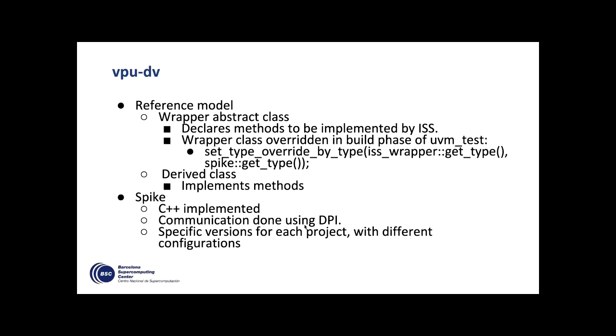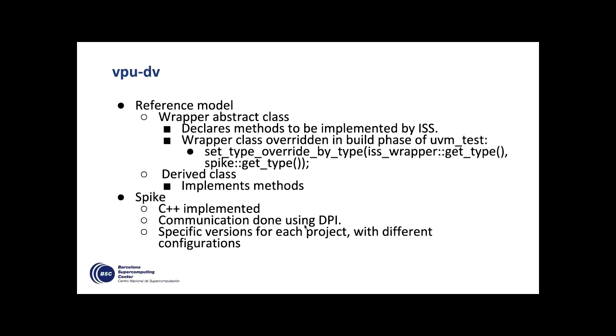Specifying a base abstract class, declaring the methods that we need from the ISS, and implementing a derived class for Spike, which implements these methods, make replacing Spike for another ISS really easy. For example, we have made some tests using Imperas. The base abstract class is then overridden by the desired one in the build phase of the UVM test using UVM's factory capabilities. For example, we here can see the set type override by type.